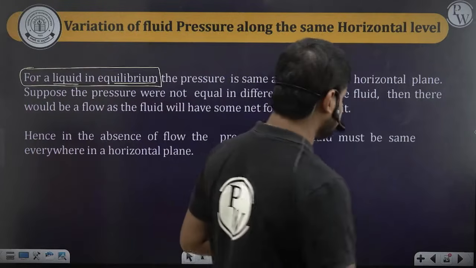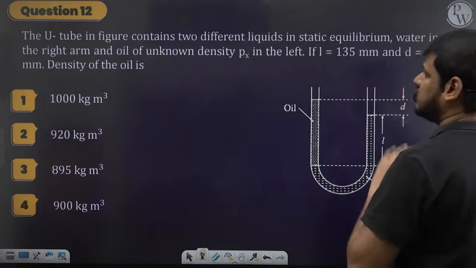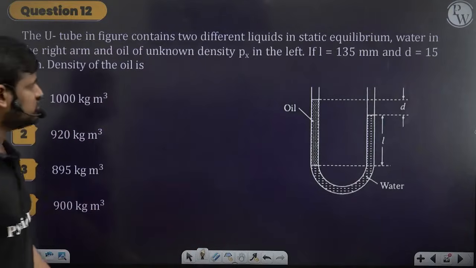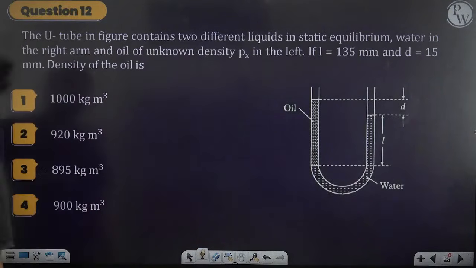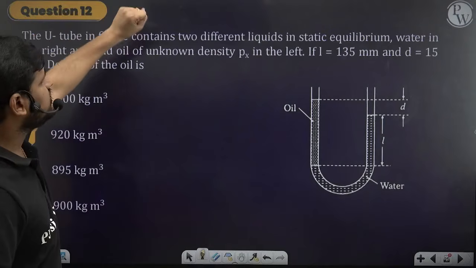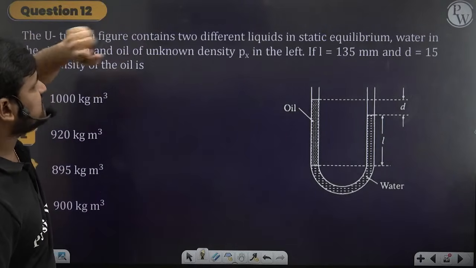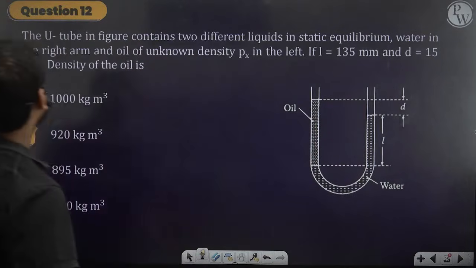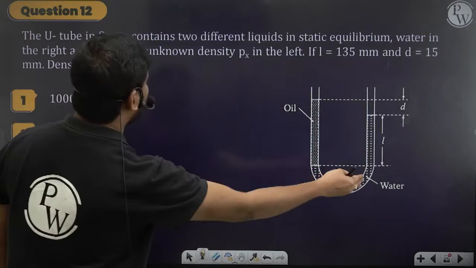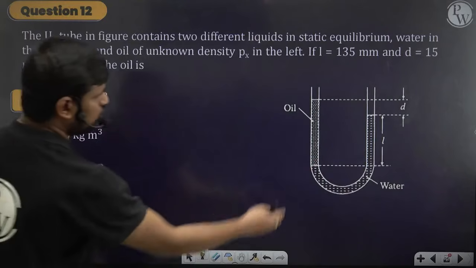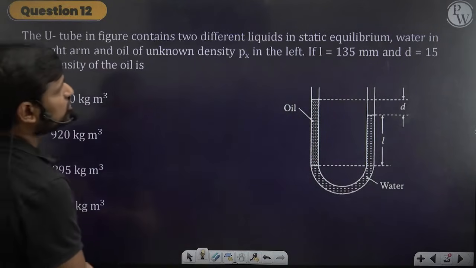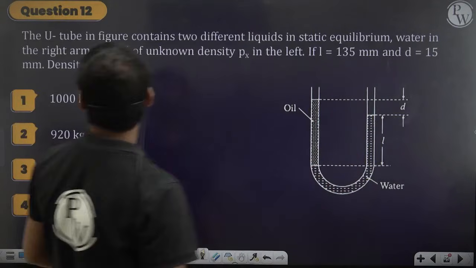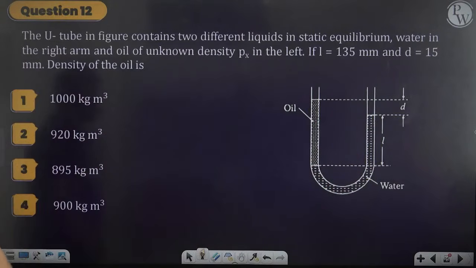Based on this, we are going to solve now the U-tube problems. I'll tell 1 or 2 questions, you have to solve the remaining questions, guys. See here, the U-tube in the figure contains 2 different liquids in static equilibrium. Here is oil and here is water. So water in the right arm and oil of unknown density rho x in the left. If L is equal to 135 mm and D is equal to 15 mm, what's the density of oil?